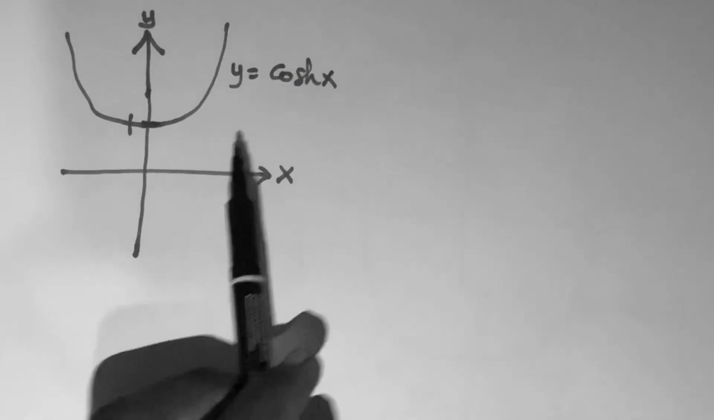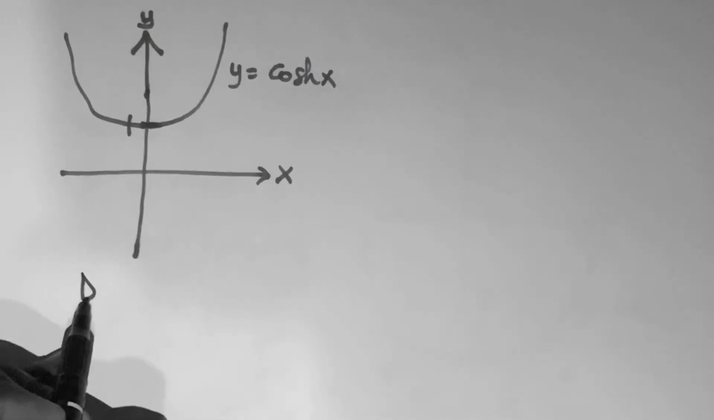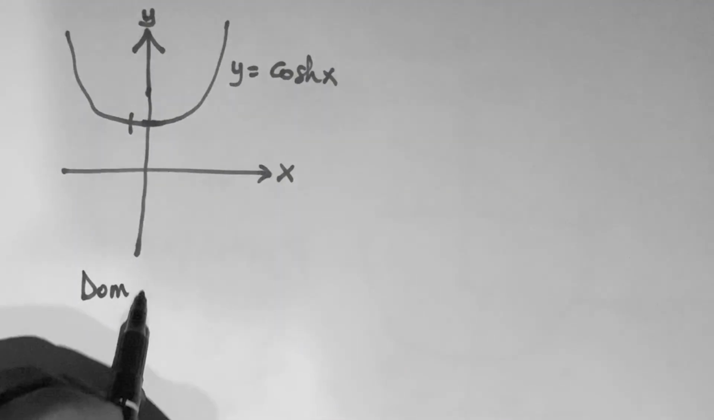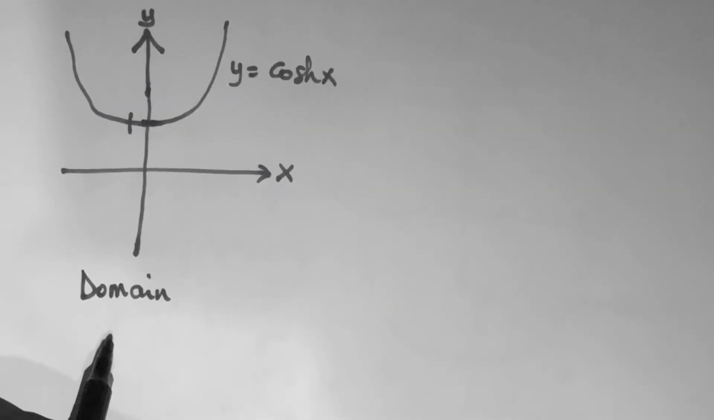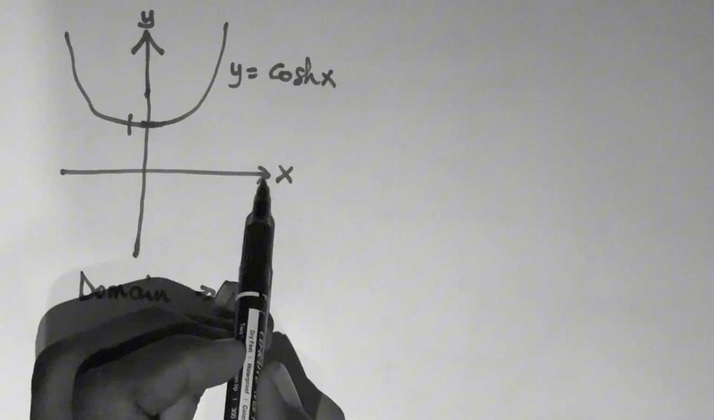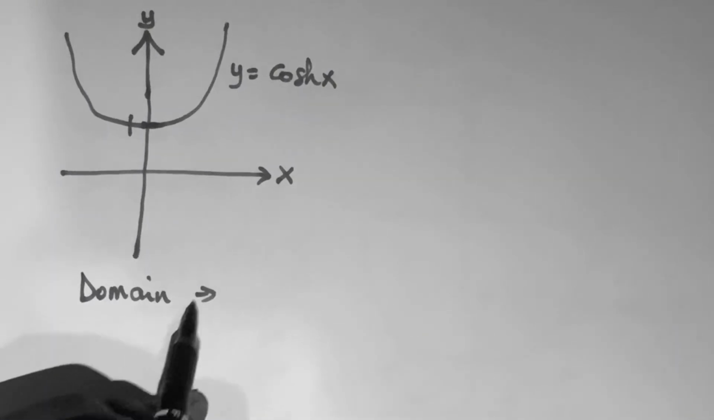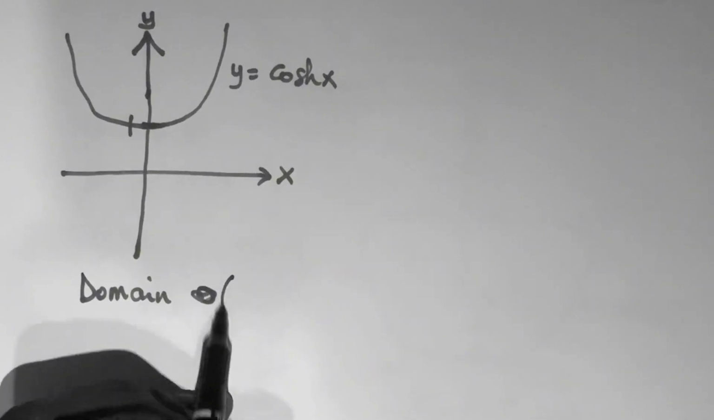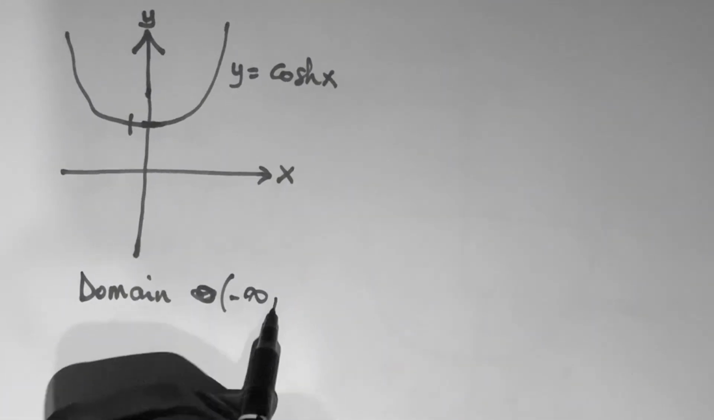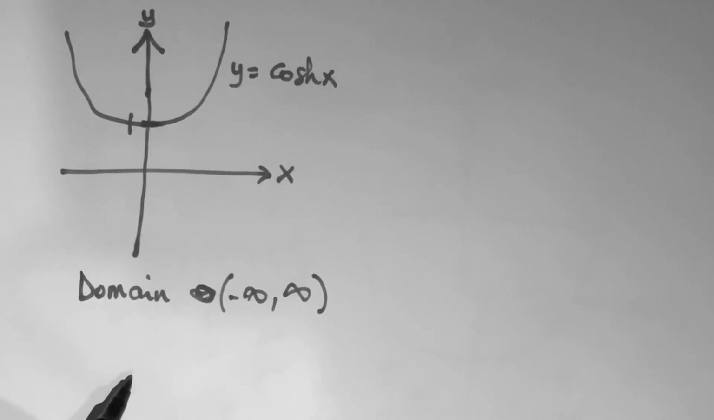Continuing from where we left off, this is the graph of cosh x that we sketched. So let's determine the domain. What is the domain of this graph? You can see that for the x values, it ranges from negative infinity to infinity. So the domain is negative infinity to infinity. So that's the domain of this graph.